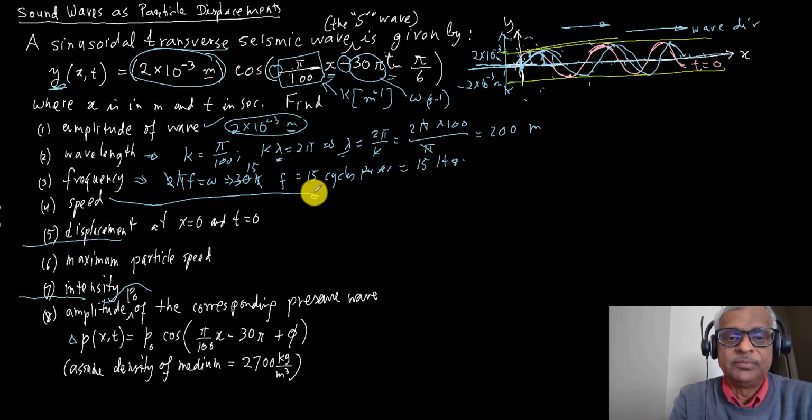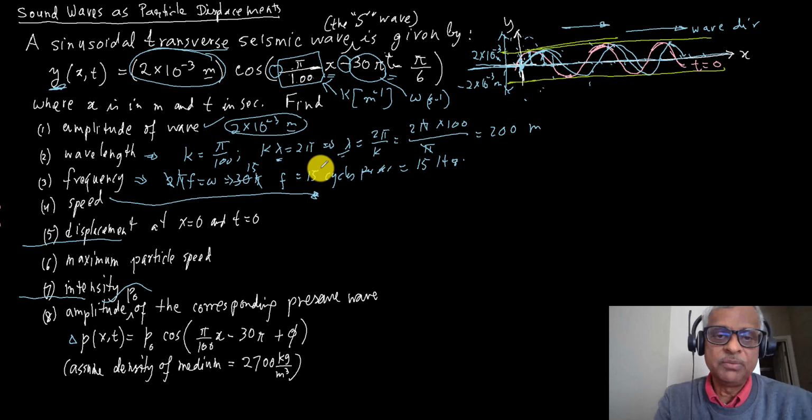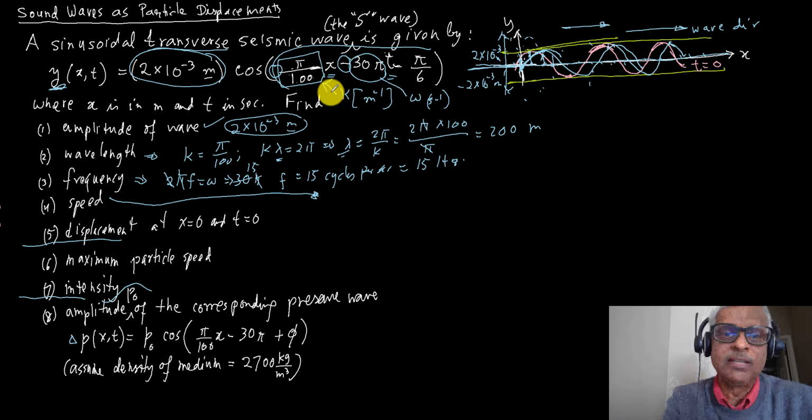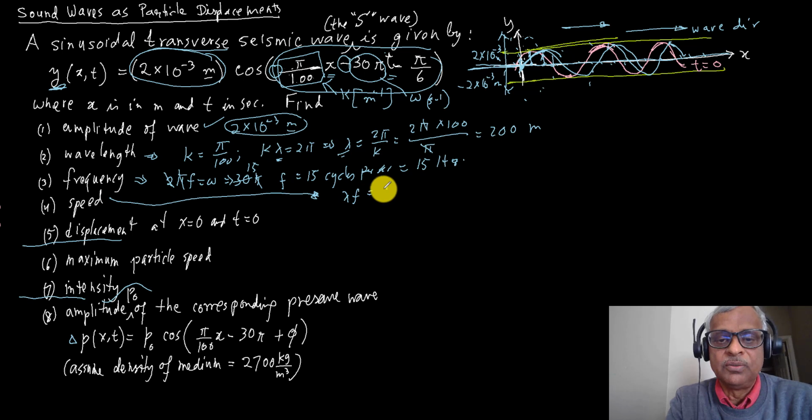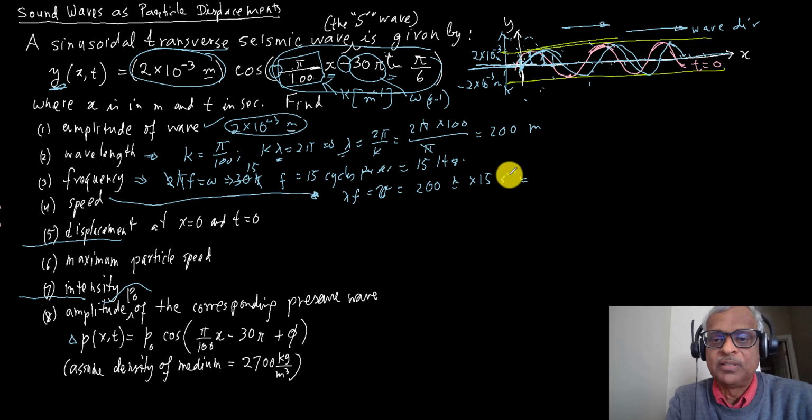Speed, you can do it a couple of different ways. You can take d/dt on that, or you can see that lambda times f equals speed v, and you've got lambda 200 meter and 15 per second. So when I multiply this out, 300 meter per second, or 0.3 kilometer per second.